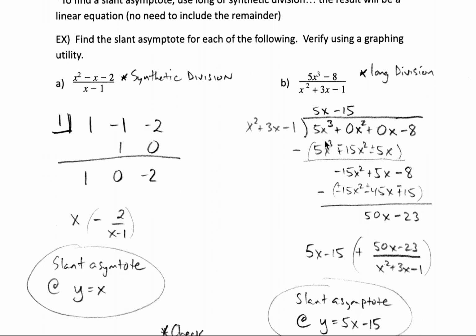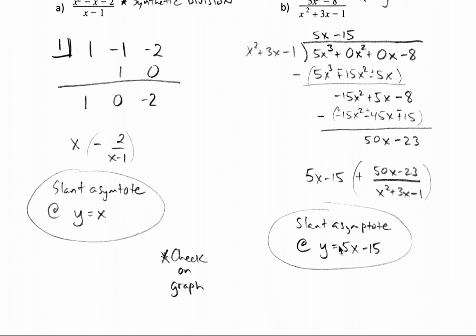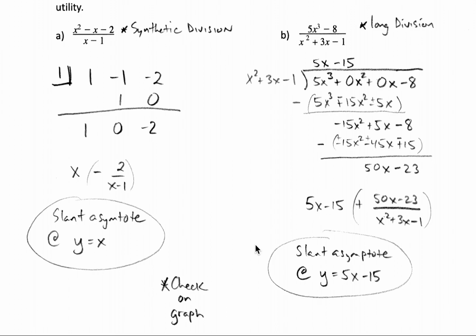So following along long division here, you can see an example. The result we get is 5x minus 15. Even though that remainder exists, we ignore it and just focus on the linear terms. So the equation of your slant asymptote is going to be y equals 5x minus 15. And again, you can graph this rational function and the slant asymptote and watch the behavior of the rational function follow the slant asymptote as it goes towards its end behavior.